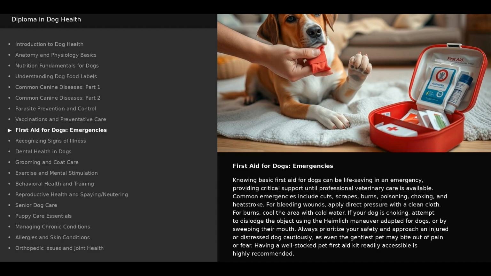If your dog is choking, attempt to dislodge the object using the Heimlich maneuver adapted for dogs, or by sweeping their mouth. Always prioritize your safety and approach an injured or distressed dog cautiously, as even the gentlest pet may bite out of pain or fear. Having a well-stocked pet first aid kit readily accessible is highly recommended.